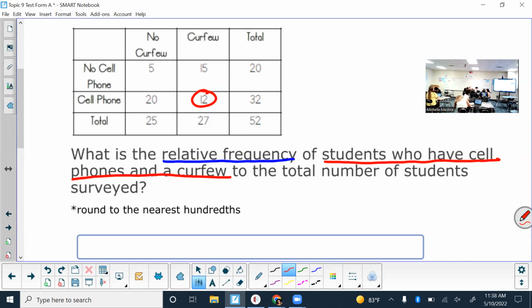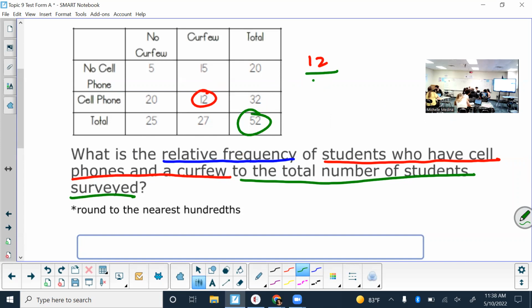All right, it's going to be my numerator because the next part of the sentence says to the total number of students surveyed. So to repeat the whole thing, what's the relative frequency of students who have cell phones and a curfew, which we found out to be 12, to the total number of students surveyed? How many students were surveyed?